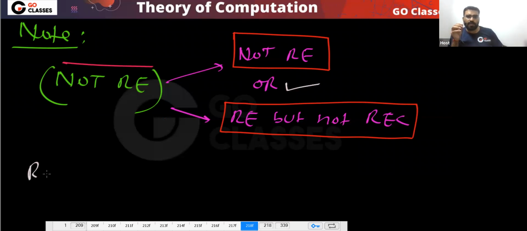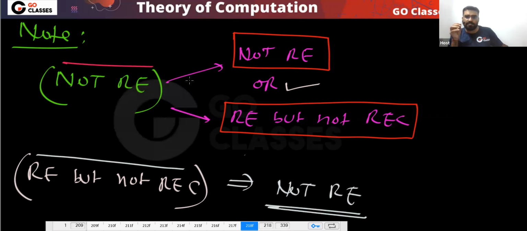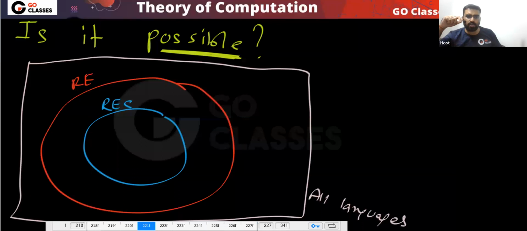What about the complement of RE but not REC? That will be not RE. Clear? Are all these points clear? I told you so many consequences. Can you see these consequences?